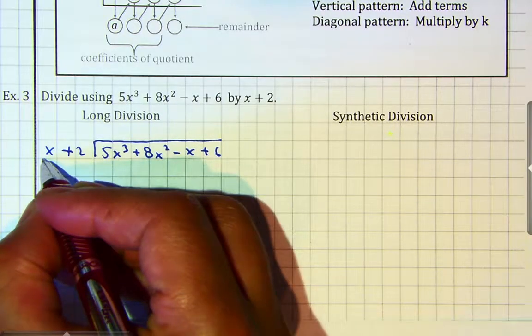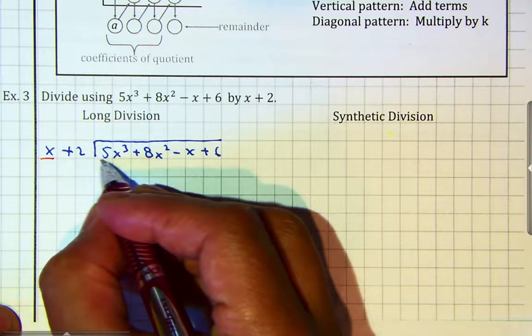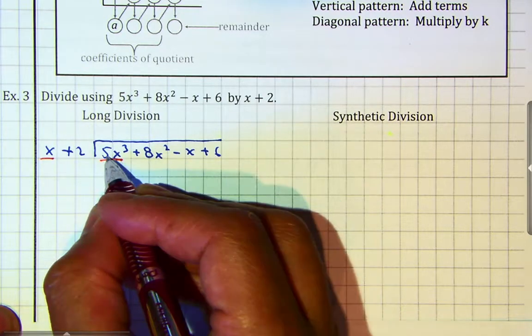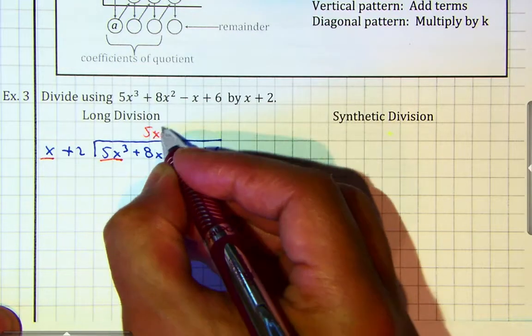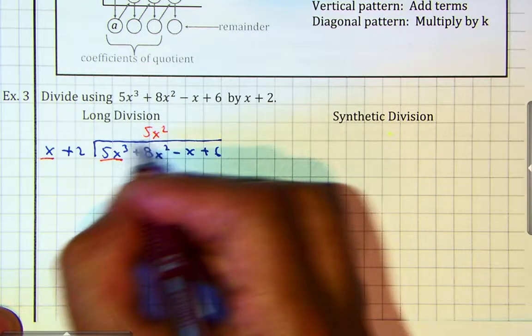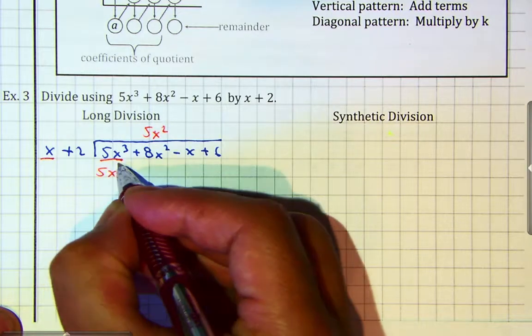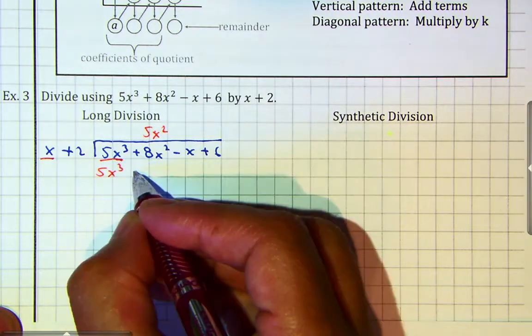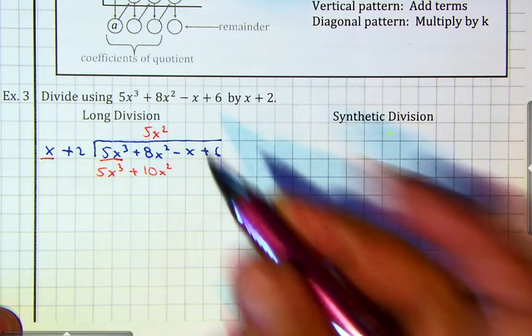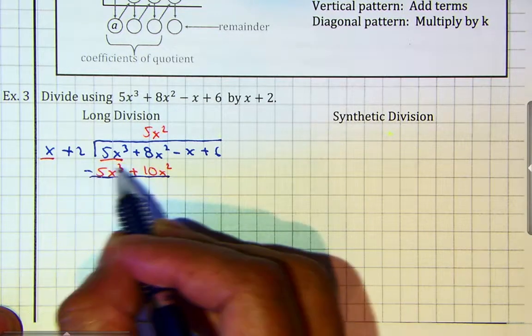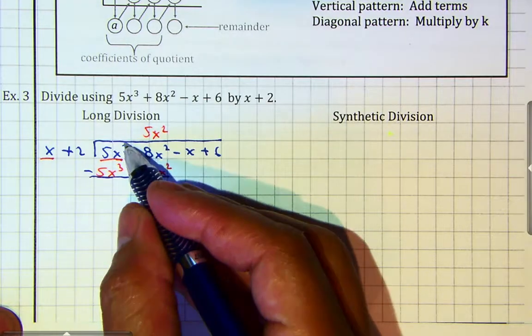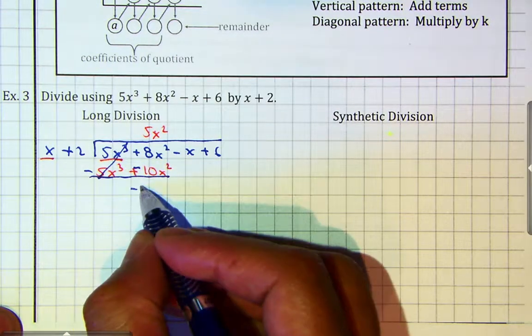So the process. It's a process. What do I need to multiply x by to end up with 5x to the third? Well, I need x squared, so I'll place it here. So it will be 5x squared. And I multiply: 5x squared times x is 5x to the third, 5x squared times 2 is positive 10x squared. Then I multiply by negative 1, or just subtract. Then it cancels, gives me negative 2x squared.